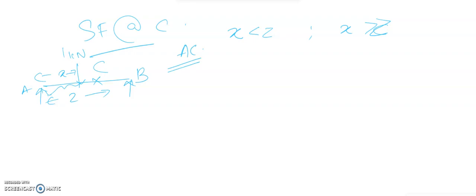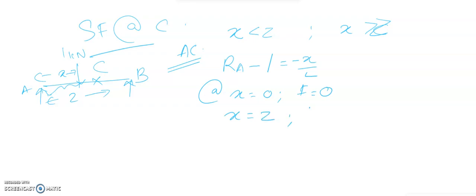What will you have for shear force from A to C? You have it as RA minus 1, right? That is equal to minus x by L. Again, it is a linear variation. Now to draw the figure, what you should know is, at x equal to 0, you have shear force equal to 0. Then at x equal to z, you have shear force equal to minus z by L.